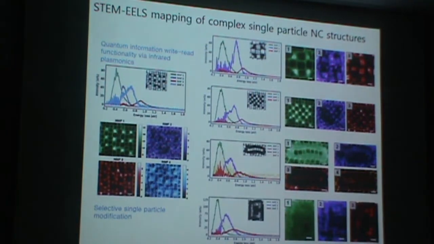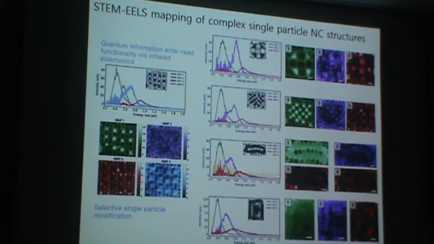We expanded upon this method to selective single particle modifications such as various checkerboard patterns, or even attempts to use ring resonators. And it'll be an interesting pathway to open a path for quantum information, write and read functionality through infrared plasmonics in such self-assembled particles.